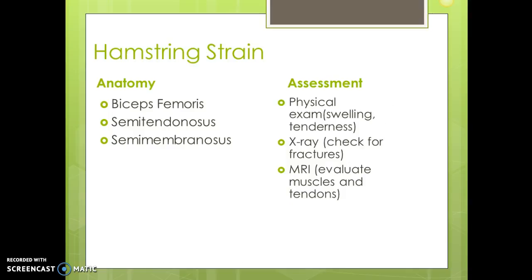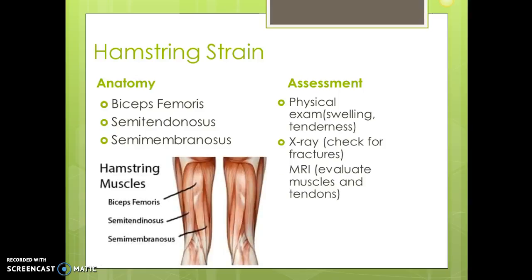The hamstring is made up of three muscles in the back of the thigh: the biceps femoris, the semitendinosus, and the semimembranosus. And then it's the same kind of assessment: the physical exam, the X-ray to rule out fractures, and then the MRI to evaluate muscles and tendons.